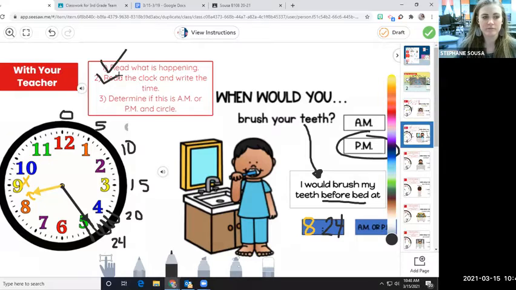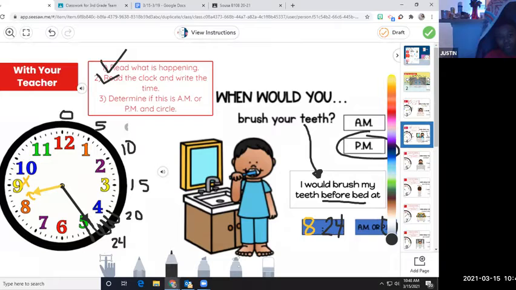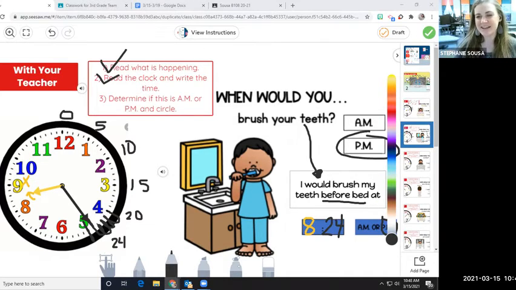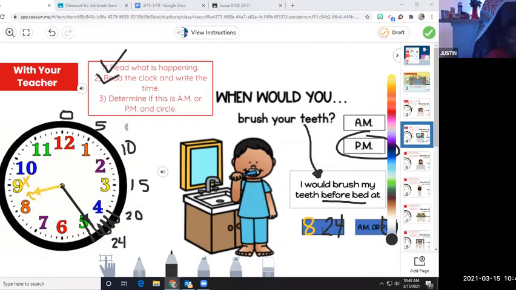So read the clock and write the time. Done. Determine if this is AM or PM and circle. We've already determined that. It is PM. We go to bed in the PM. Yes, Justin. Yeah, both of the numbers was 8 and 24. That's Kobe Bryant's numbers. They are Kobe Bryant's numbers. Great connection. Long live Kobe. All right. 8:24 p.m. Questions so far?